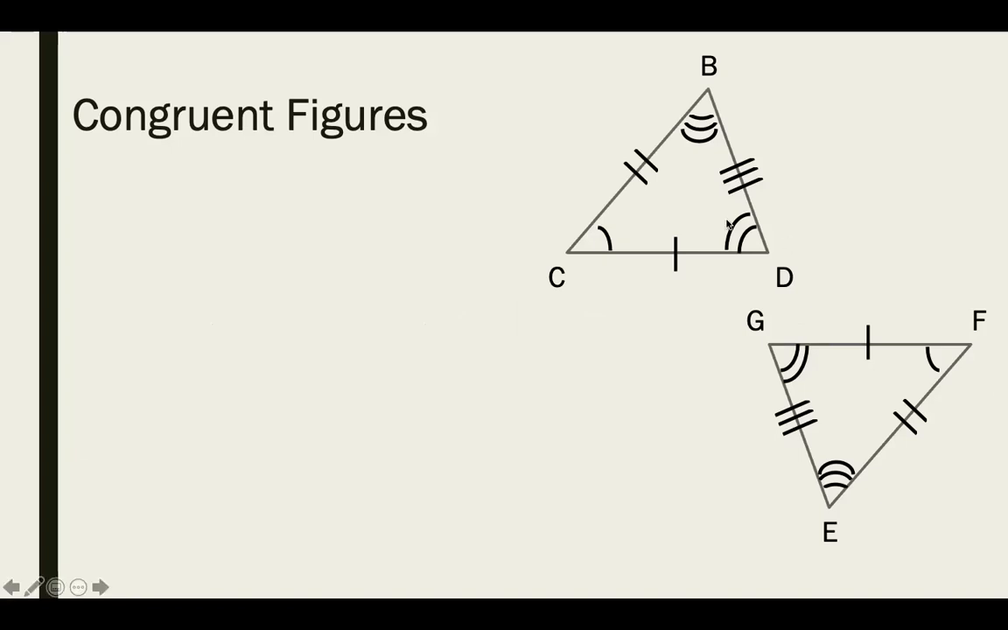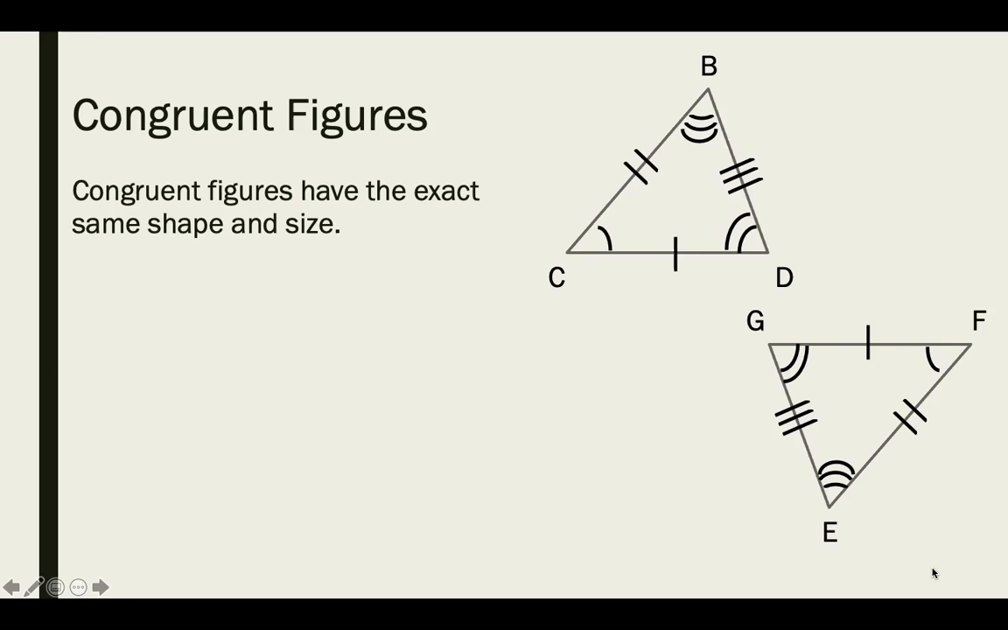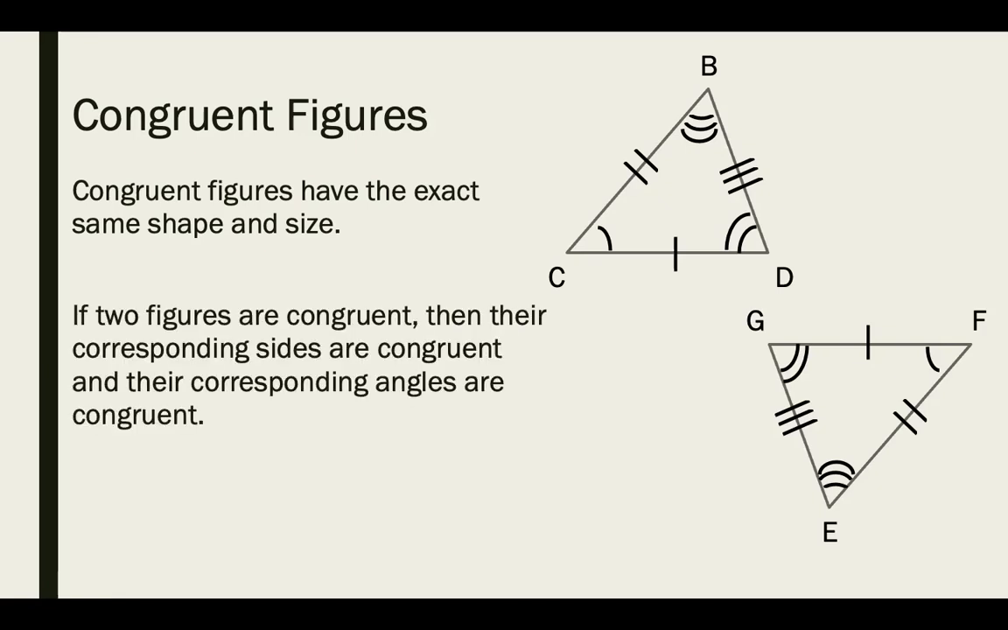And you'll notice these two triangles are identical in every way. Each angle and side of this triangle has an angle or side of this triangle that it is congruent to. So congruent figures are just figures that have the exact same shape and size as one another. And if two figures are congruent, then their corresponding sides are congruent and their corresponding angles are congruent.